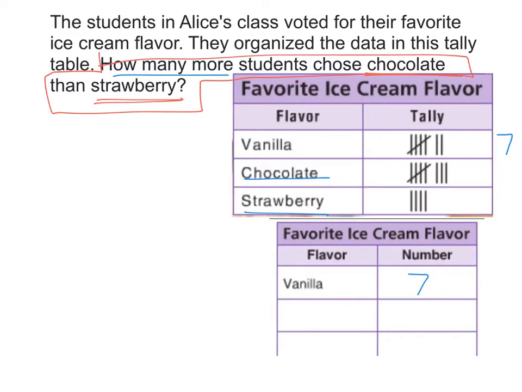How about for chocolate? Well, let's look at the tallies. This is 5, 6, 7, 8. So 8 people chose chocolate as their favorite. And we could simply fill that in our chart below. And the last one, strawberry. Next to strawberry, there are 1, 2, 3, 4 tallies.